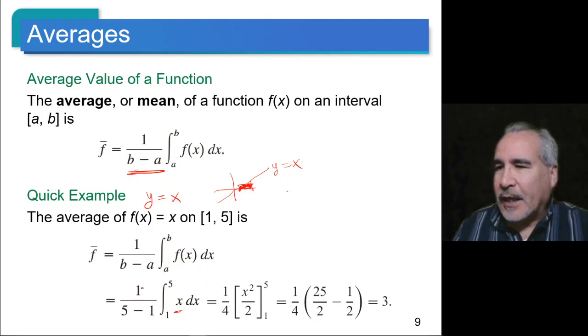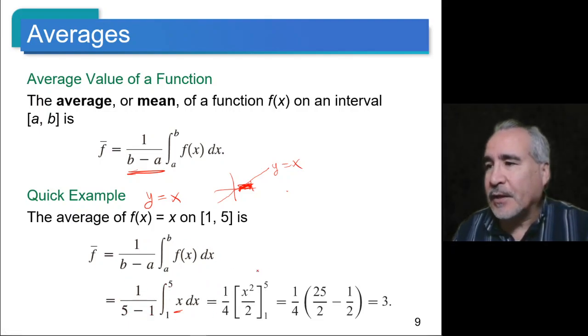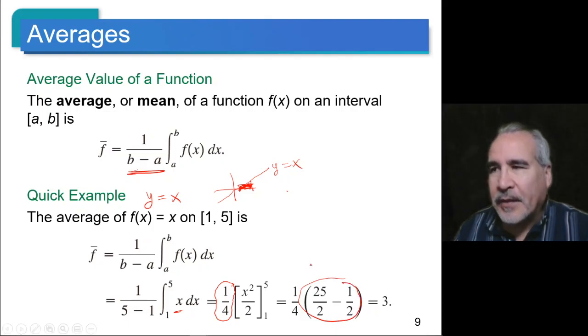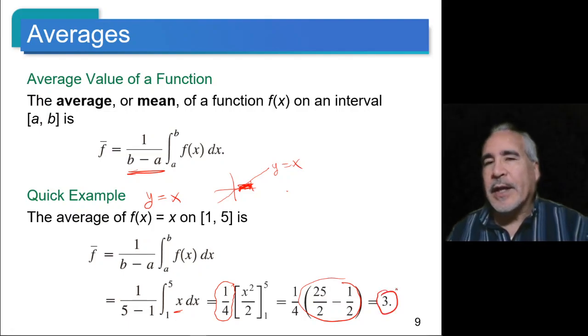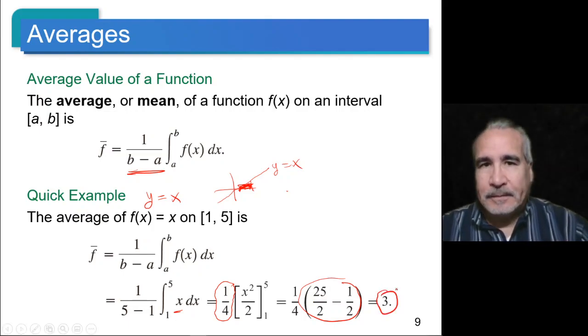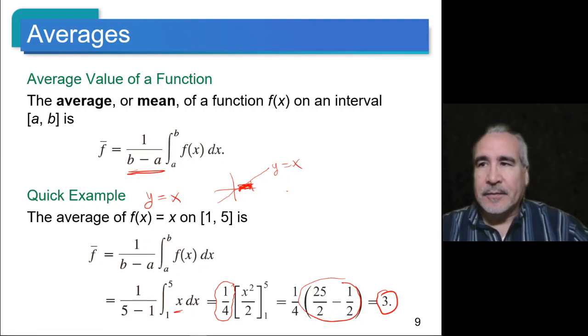Notice the 1/4 came from 5 minus 1, the limits themselves. And again, all we're doing is stuff we've already done, except we've got this factor out front that we're going to multiply by. So we've done this part before, this here. This is just an indefinite integral, nothing new. We just multiply by 1/4. And so what we have now is an average value.